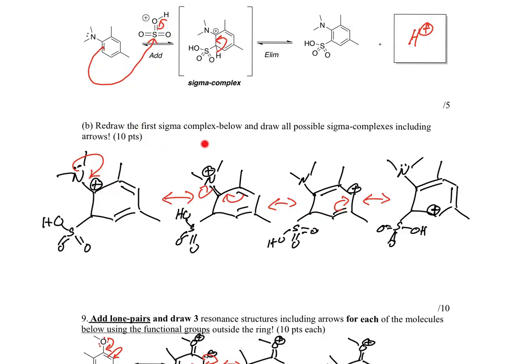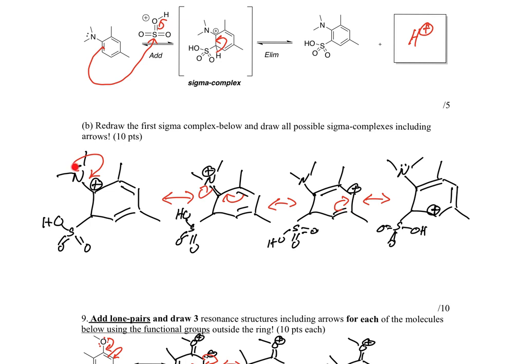So then I ask you, redraw the first sigma complex below and draw all possible sigma complexes, including arrows. This is just a fancy way of saying, take this sigma complex and draw resonance structures. I'm just asking for resonance, right? Resonance arrows. So all I'm going to do is just do resonance structures.